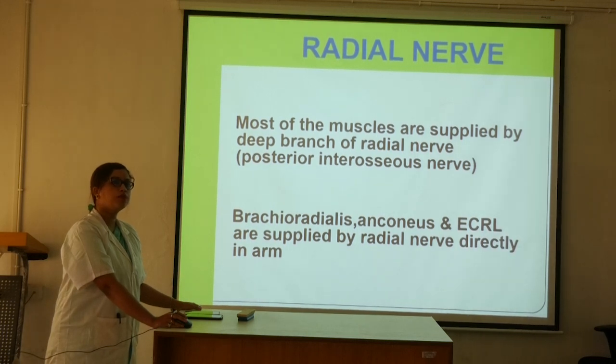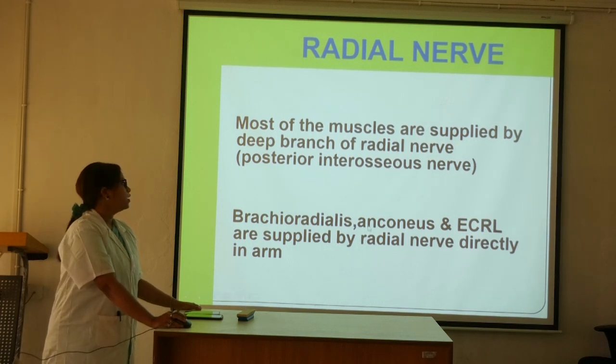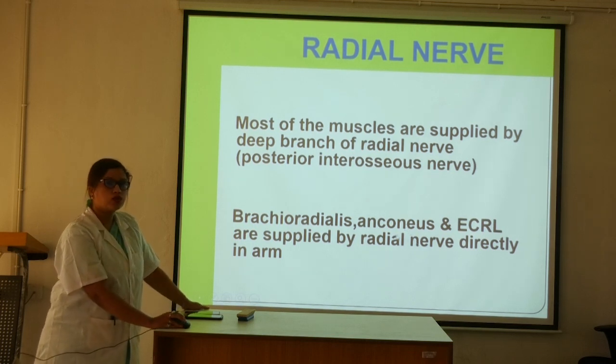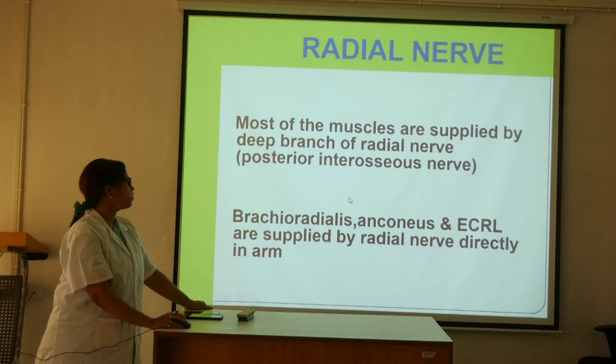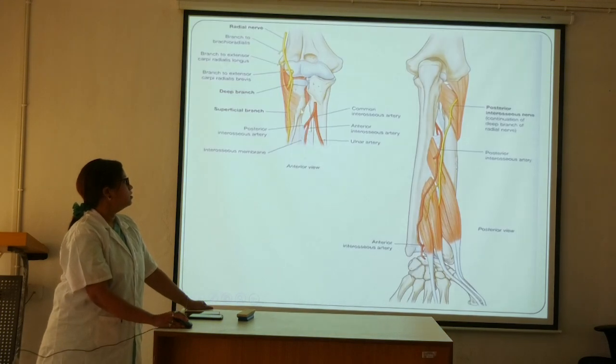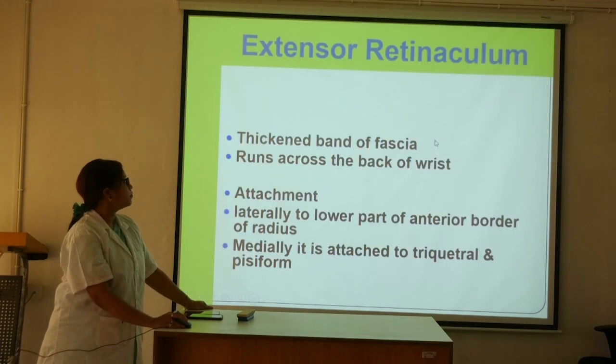Okay, that is only the posterior interosseous nerve. Or else you could say it is the deep branch of the radial nerve. Okay, so brachioradialis, anconeus, and extensor carpi radialis longus are supplied by direct branches. This is also another question. Okay, these three muscles are supplied by direct branches from the radial nerve. Okay. So these things same again.